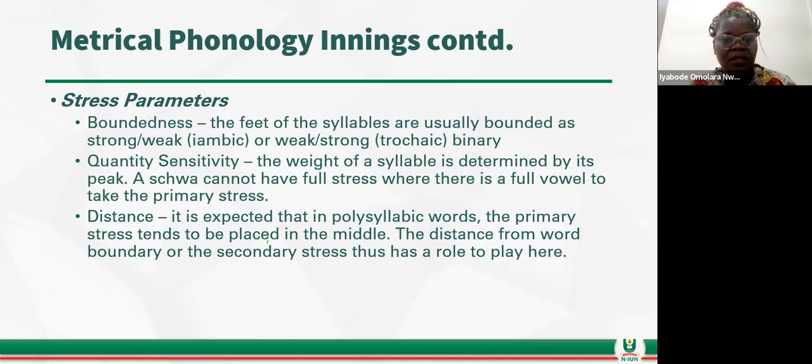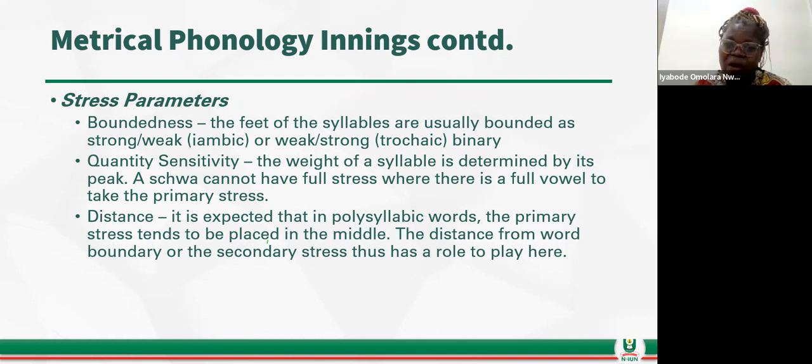Now, quantity sensitivity: the weight of a syllable is determined by its peak. So a peak that is heavy will make that syllable heavy. Like the example of a verb I showed you, you have the stress fully realized on the second syllable because the first syllable is a schwa.